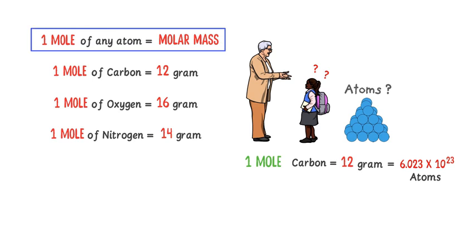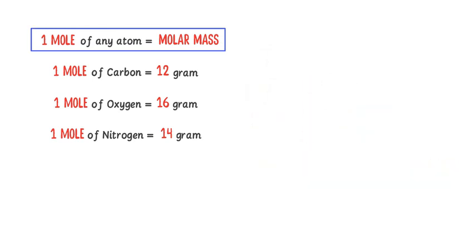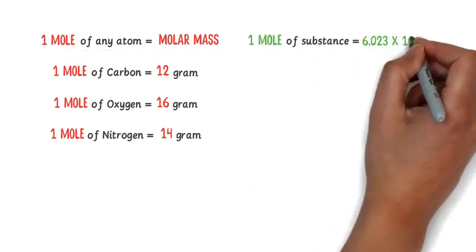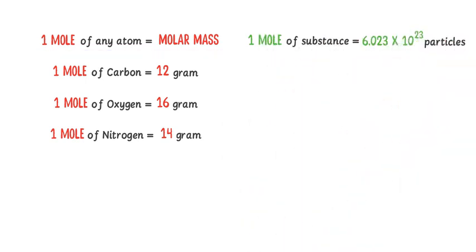1 mole is equal to molar mass, or 1 mole of any substance contains 6.023 × 10^23 particles. Here, particles mean atoms, molecules, or ions. If you are still confused, let me further explain it.